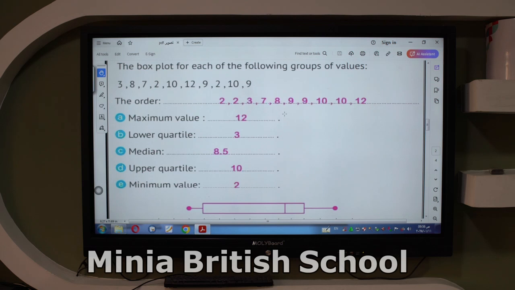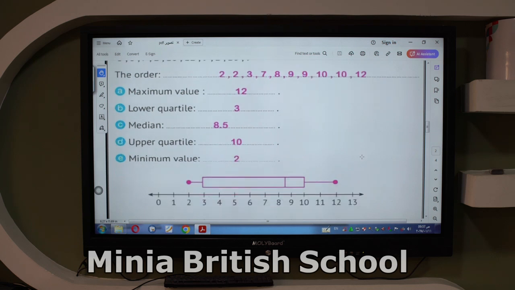I need to find the lower and upper quartiles. I will divide the values here into two groups, lower and upper, from 2 to 8 and from 9 to 12. The lower: cancel 2 with 8, cancel 3 with 7, then the lower quartile is 3. And the second group, upper values: cancel 9 with 12, cancel 9 with 10. I have 10 in the middle, then 10 is the upper quartile.